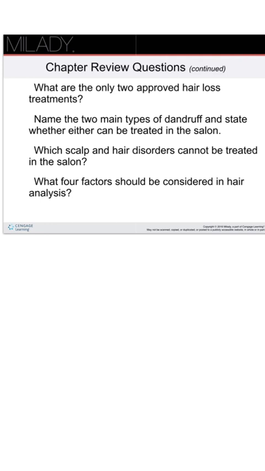Number 13, name the 2 types of dandruff and state whether either can be treated in the salon. Number 14, which scalp and hair disorders cannot be treated in the salon? And number 15, what 4 factors should be considered in hair analysis? Please define each one of these hair factors.